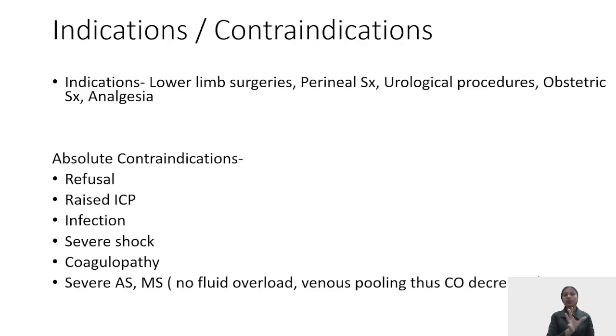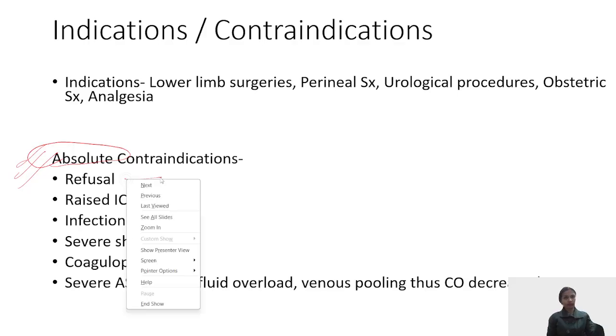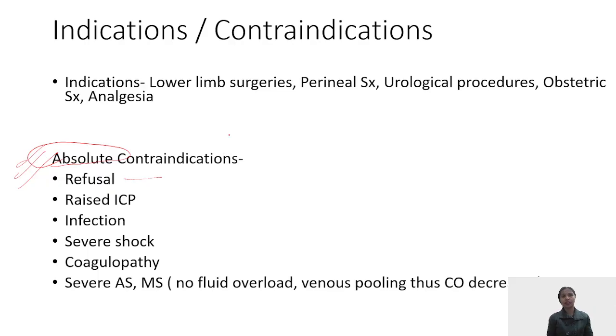When we talk about the absolute contraindications, this is asked a majority of the time. We have refusal, no consent, absolutely no spinal anesthesia has to be given. Raised ICP, if ICP is raised and you breach the dura, there are chances of brain herniation. Local site infection, severe hypovolemia, septic shock which is not decompensated now. Coagulopathy, massive coagulopathy, like platelets less than 50,000. You cannot give spinal anesthesia in those cases.